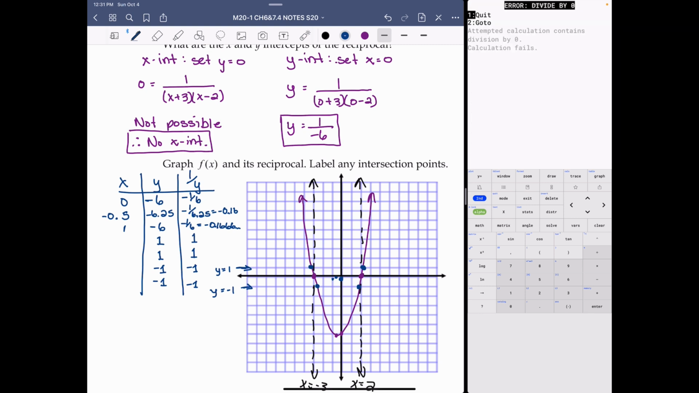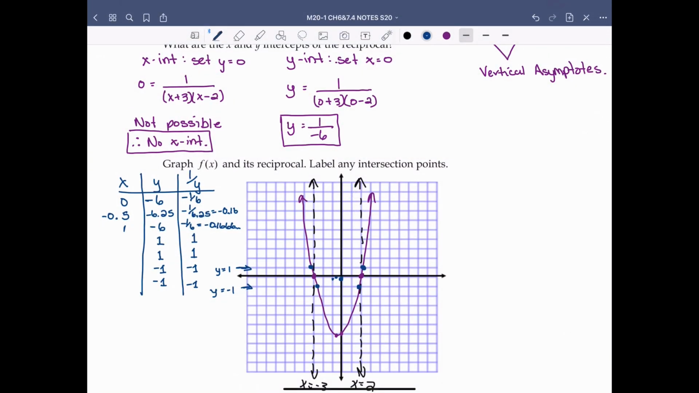Okay, the calculator I have on the iPad for some reason does this every time I try to find the intersection points that involve reciprocal functions. So I'm on my Casio here. We're just going to get rid of this. It should work fine on your TI, hopefully.